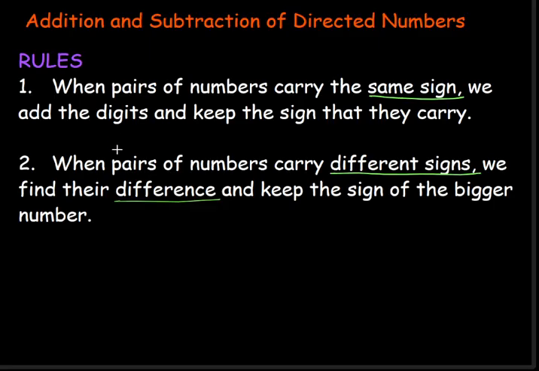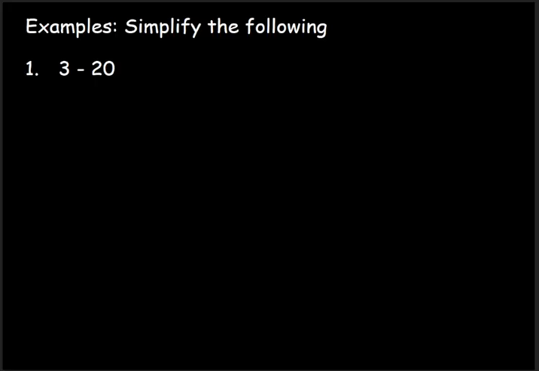Now, before we go to the examples, we must understand what the sign of a number is. What is the sign of a number? A number carries either plus or minus. Now, how do we know? The sign of a number comes before that number, not after the number.